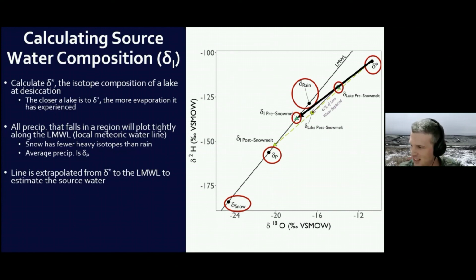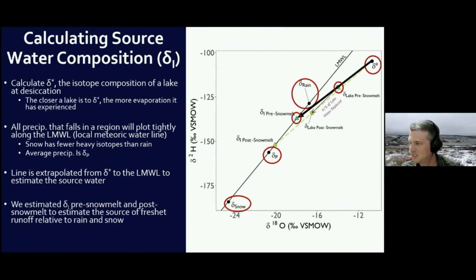That's how we use delta I in the previous slide I showed about calculating the amount of lake water that's replaced. But it's also useful to calculate delta I because it tells us whether the water source is more like rain or more like snow, and we can tell where that water came from. We calculated this before snowmelt and after snowmelt just to see how the water source shifted after the snowmelt had occurred. Of course, we assumed that the water source was probably going to be like snow.